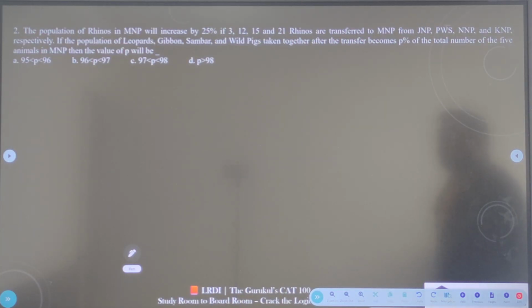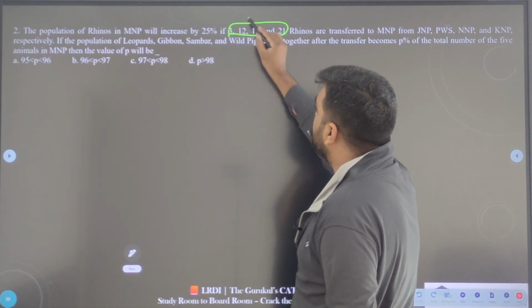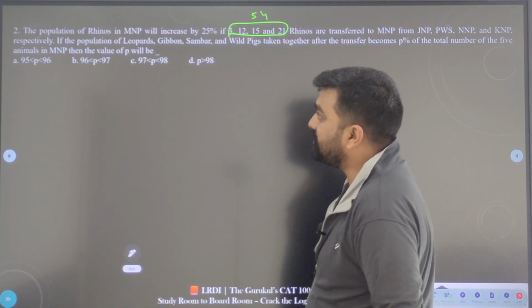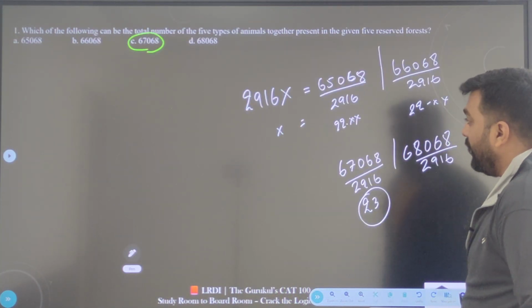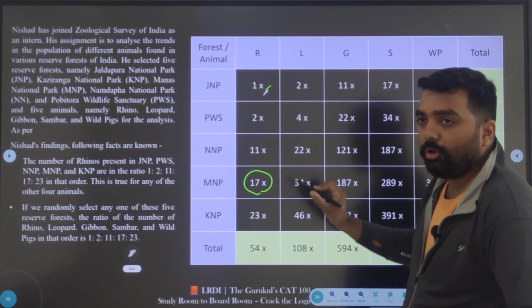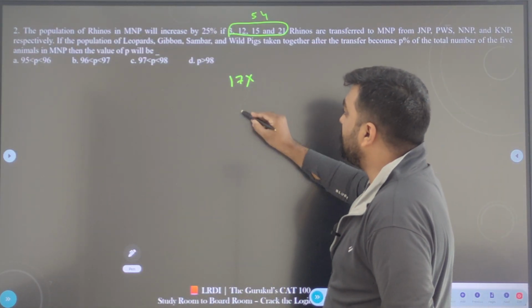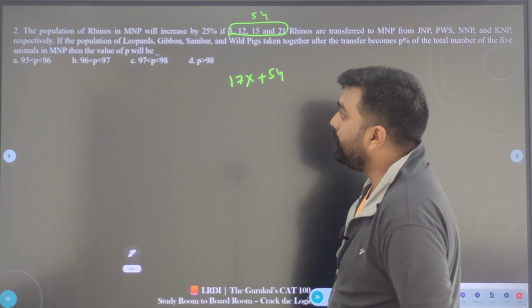Second one. The population of rhinos in MNP will increase by 25% if 3, 12, 15, 21 rhinos are transferred to MNP from JNP, PWS, NNP, KNP respectively. So how many came? This 3 plus 12 plus 15 plus 21, which is 54 rhinos came. They came to MNP, and MNP is already having 17x rhinos. Now MNP will have existing 17x rhinos plus 54.